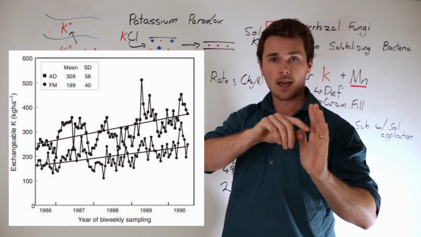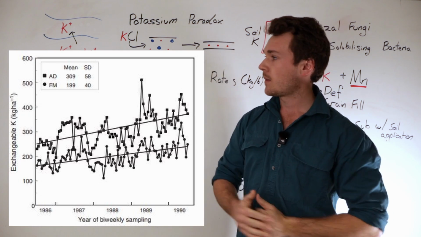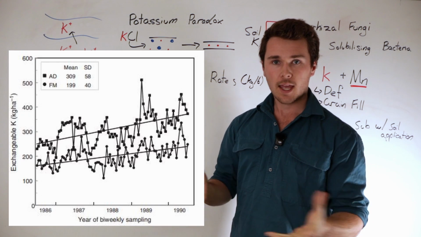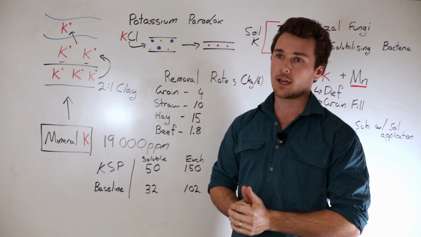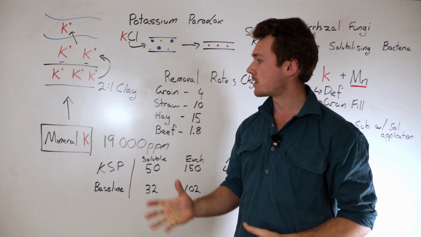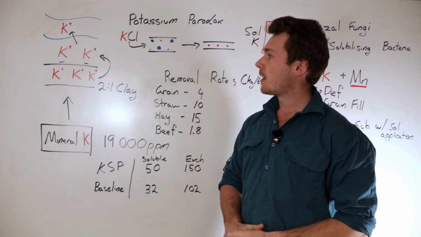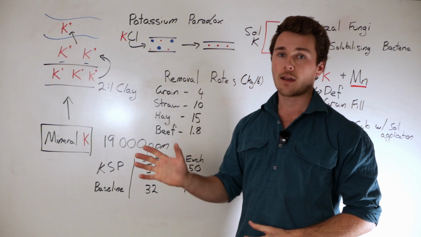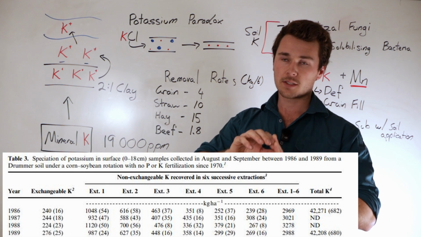Within season. But also it increases over time. So I guess the question is, how is that possible if you're removing so much? And it's because of this process. The other thing you'll see is that in this table, there's potassium.